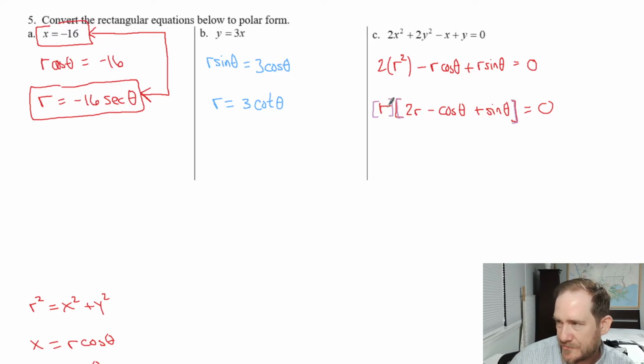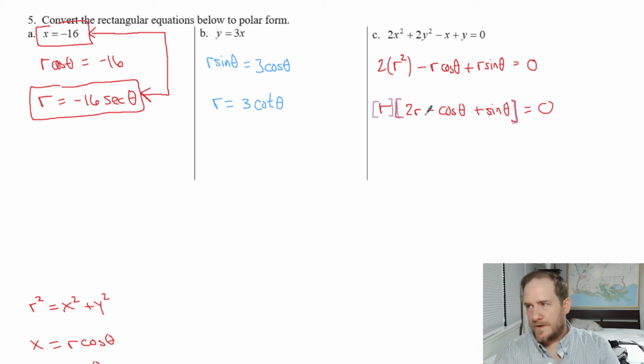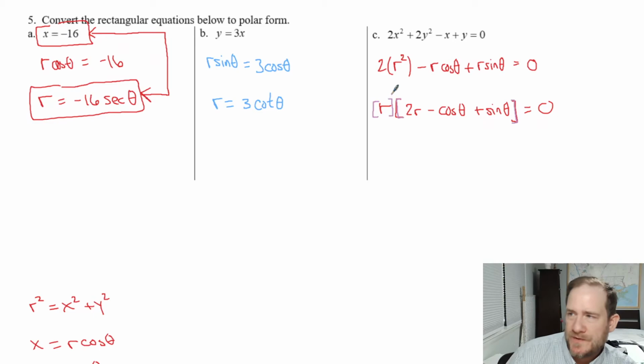Let's see if that's true. If r is 0, are we still going to get whatever? I don't know. I can't exactly justify that to myself, but typically that r, you can just divide it away. So divide it away.